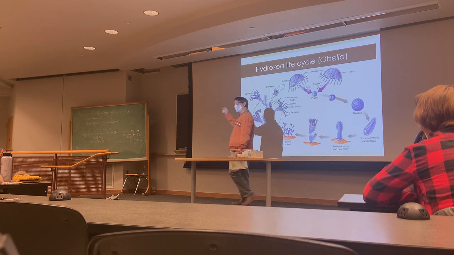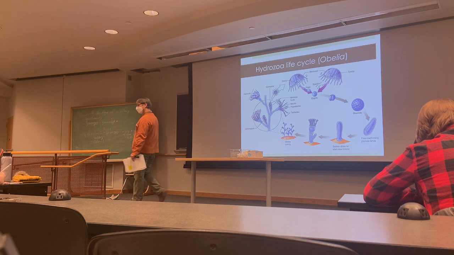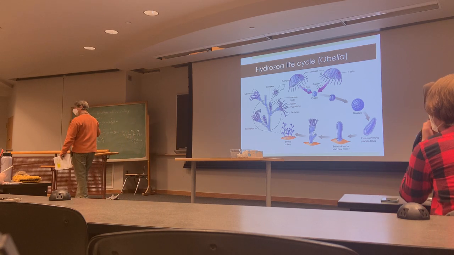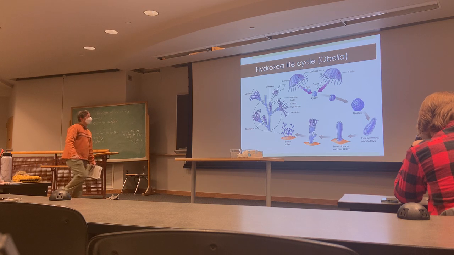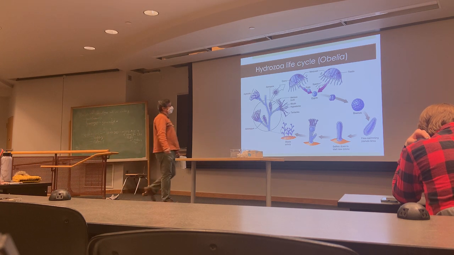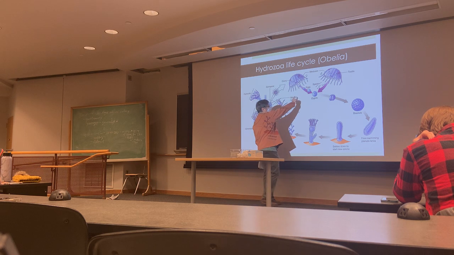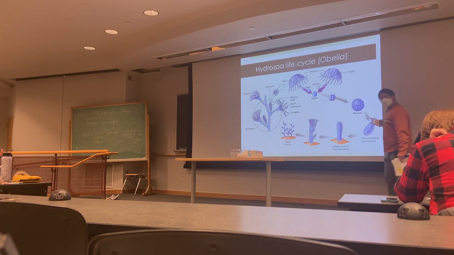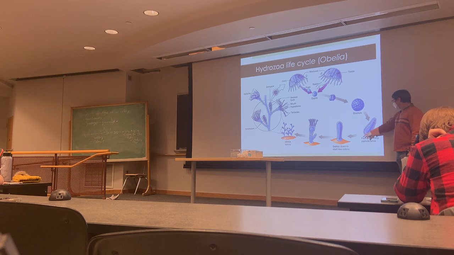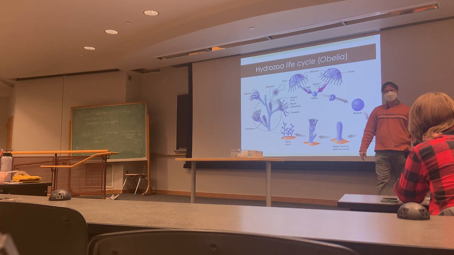Medusae are dioecious. So one individual medusa is either male or female, producing either sperm or eggs. Fertilization from these produces a zygote that develops into a ciliated larval stage that then settles on the colony.